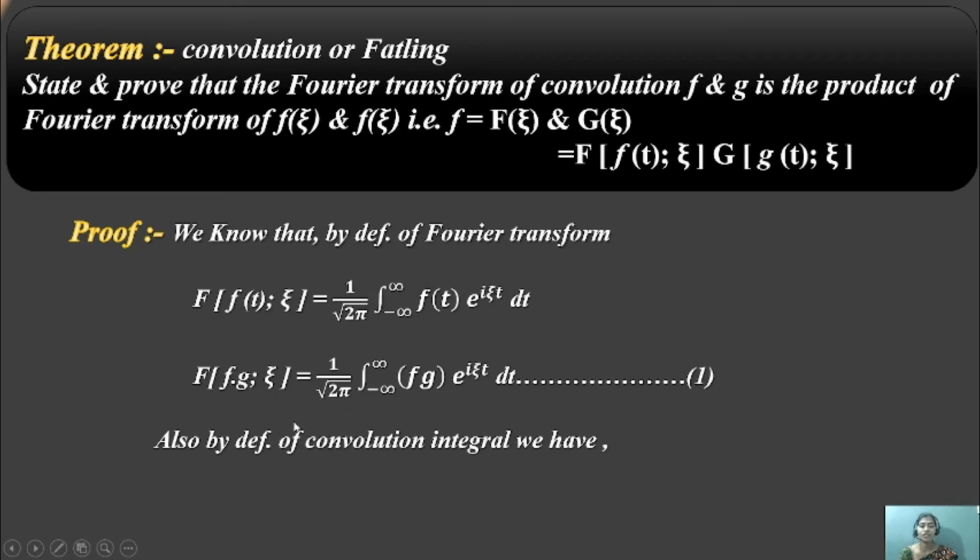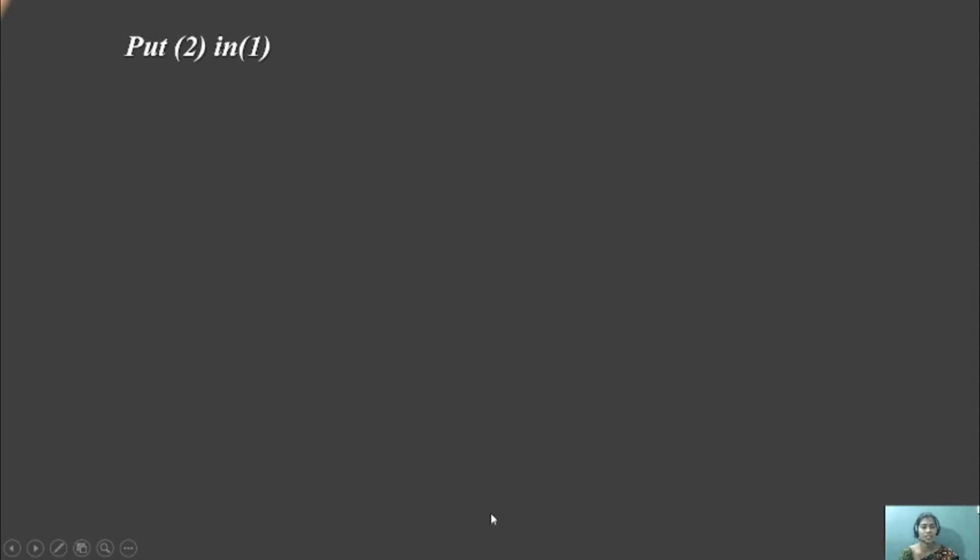Also, by the definition of the convolution integral, which we got in lecture 15, the formula is: f * g equals 1 upon square root of 2 pi, integral from minus infinity to infinity of f of t minus u, g of u du. Okay, this is the second equation.